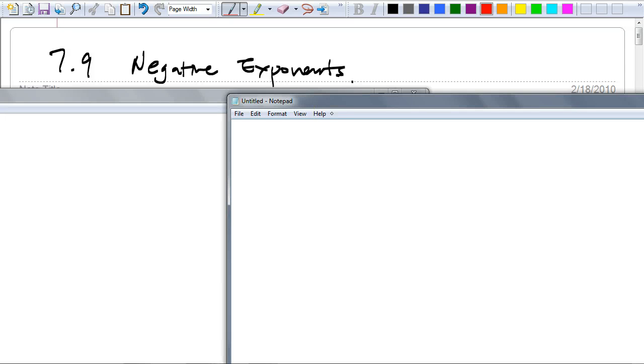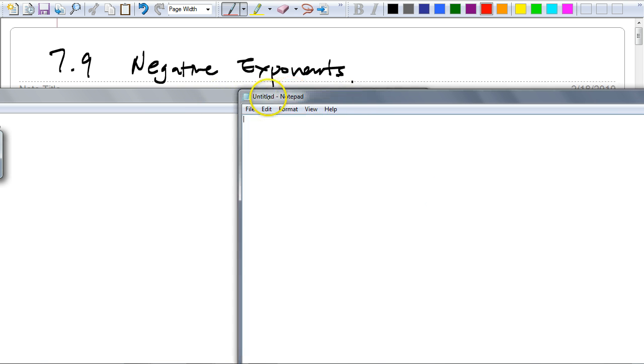Today we're going to talk about negative exponents. Okay? This is our topic. First, I'm going to show you what negative exponent means. So to do that, I'm going to kind of show you, see if you see the pattern.